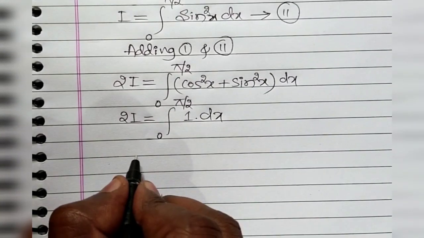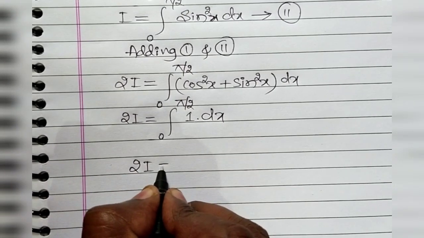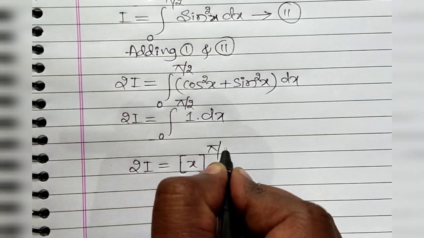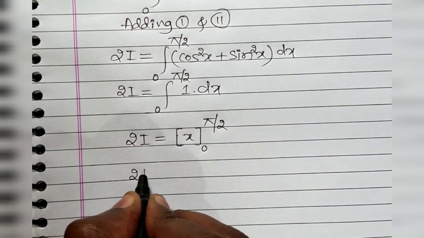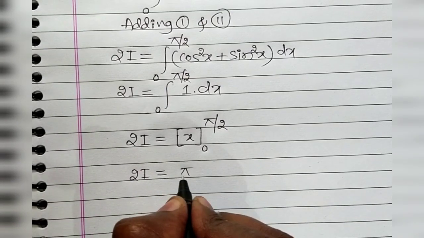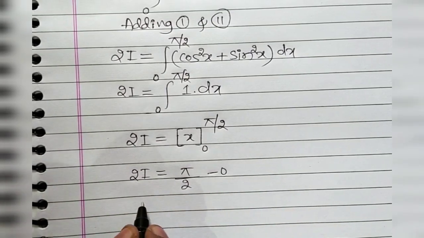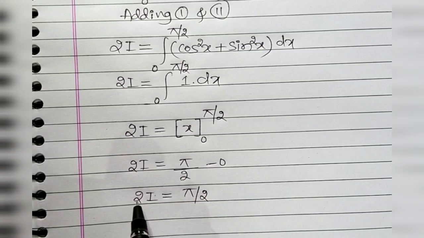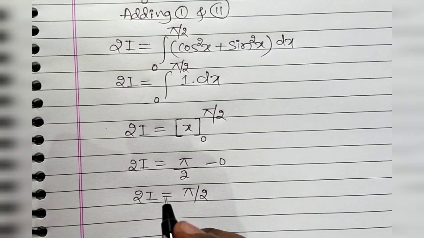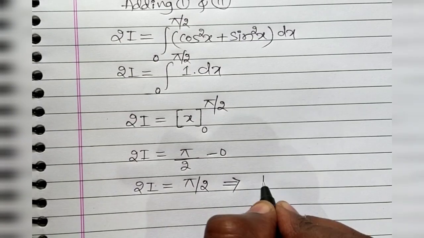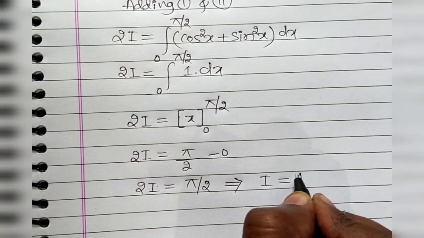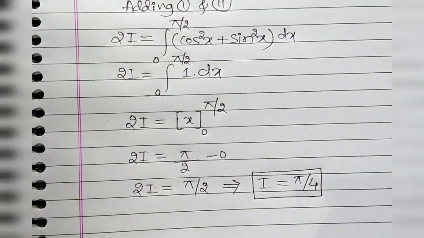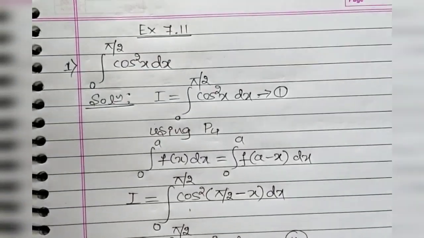What is the integration of 1 with respect to x? It is x. So 2I equals x, and then we apply the limits 0 to pi by 2. Now 2I equals the upper limit minus the lower limit, pi by 2 minus 0. So 2I equals pi by 2. In the next step, if we take 2 to the RHS, it goes to the denominator. This implies I equals pi by 4. So this is all about the first problem in exercise 7.11.